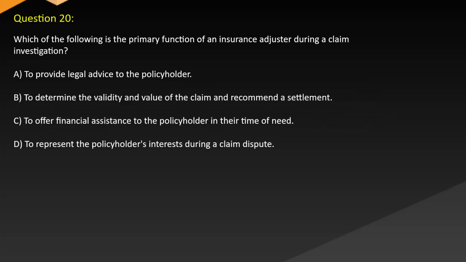Question 20. Which of the following is the primary function of an insurance adjuster during a claim investigation? A. To provide legal advice to the policyholder. B. To determine the validity and value of the claim and recommend a settlement. C. To offer financial assistance to the policyholder in their time of need. D. To represent the policyholder's interests during a claim dispute.